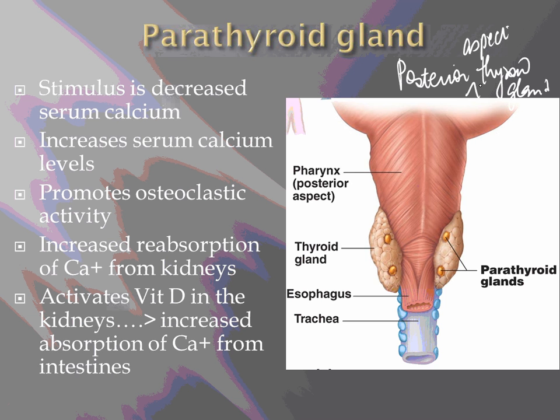And here you can see the parathyroid glands. There are 4 in number. They sit on the posterior aspect. They are antagonists to calcitonin, so they also have something to do with calcium metabolism.